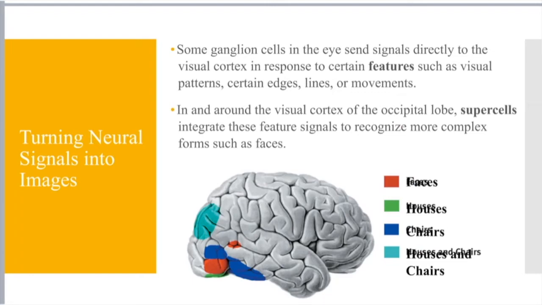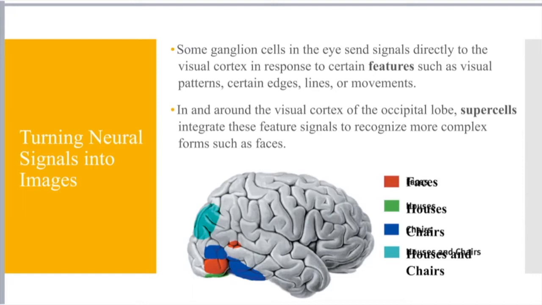Again, some ganglion cells in the eye signal directly to the visual cortex in response to certain features such as visual patterns, certain edges, lines, or movements in and around the visual cortex of the occipital lobe. Supercells integrate these feature signals to recognize more complex forms such as faces. Basically, this is just a lot of words to say that different areas of our brain are primed to better interpret different stimuli. So one part of our occipital lobe is more ready to recognize faces, and there are parts of our occipital lobe that are more quick to recognize houses or chairs, right?